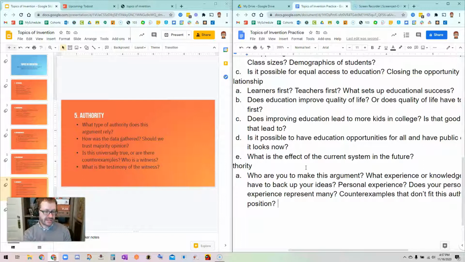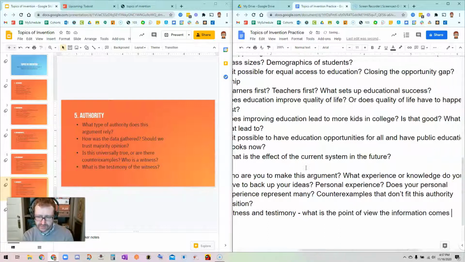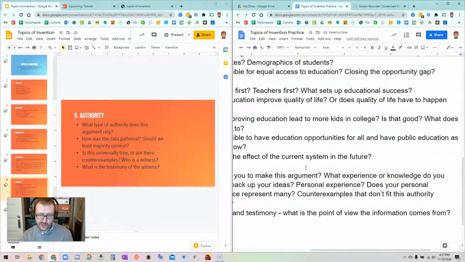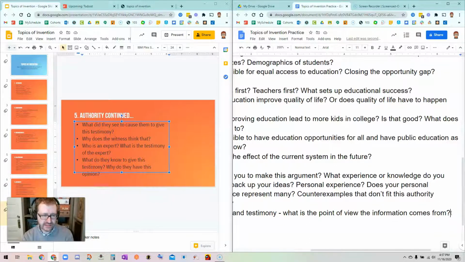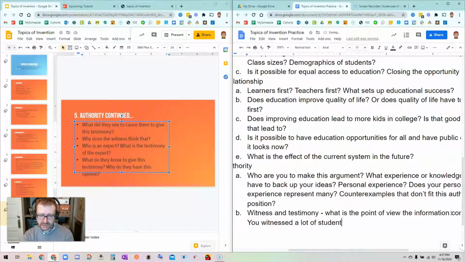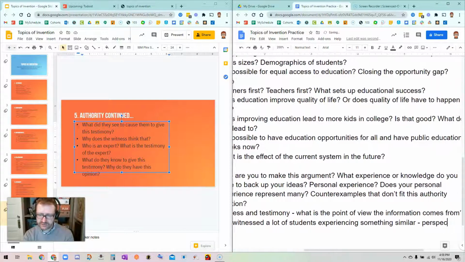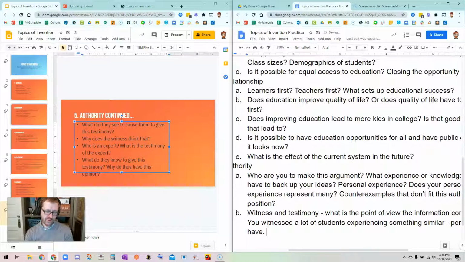So then it talks about witness and testimony, similar to what you might think of in a court case. And witness and testimony, as in what is the point of view the information comes from. And so that might be from you, who is just one high school kid. But if you go on to this next slide here, it says more things like, what do they see to cause them to give the testimony? Why does the witness think that? So maybe you witnessed a lot of students experiencing something similar, and so that's the perspective you have, and that's where your authority is coming from.